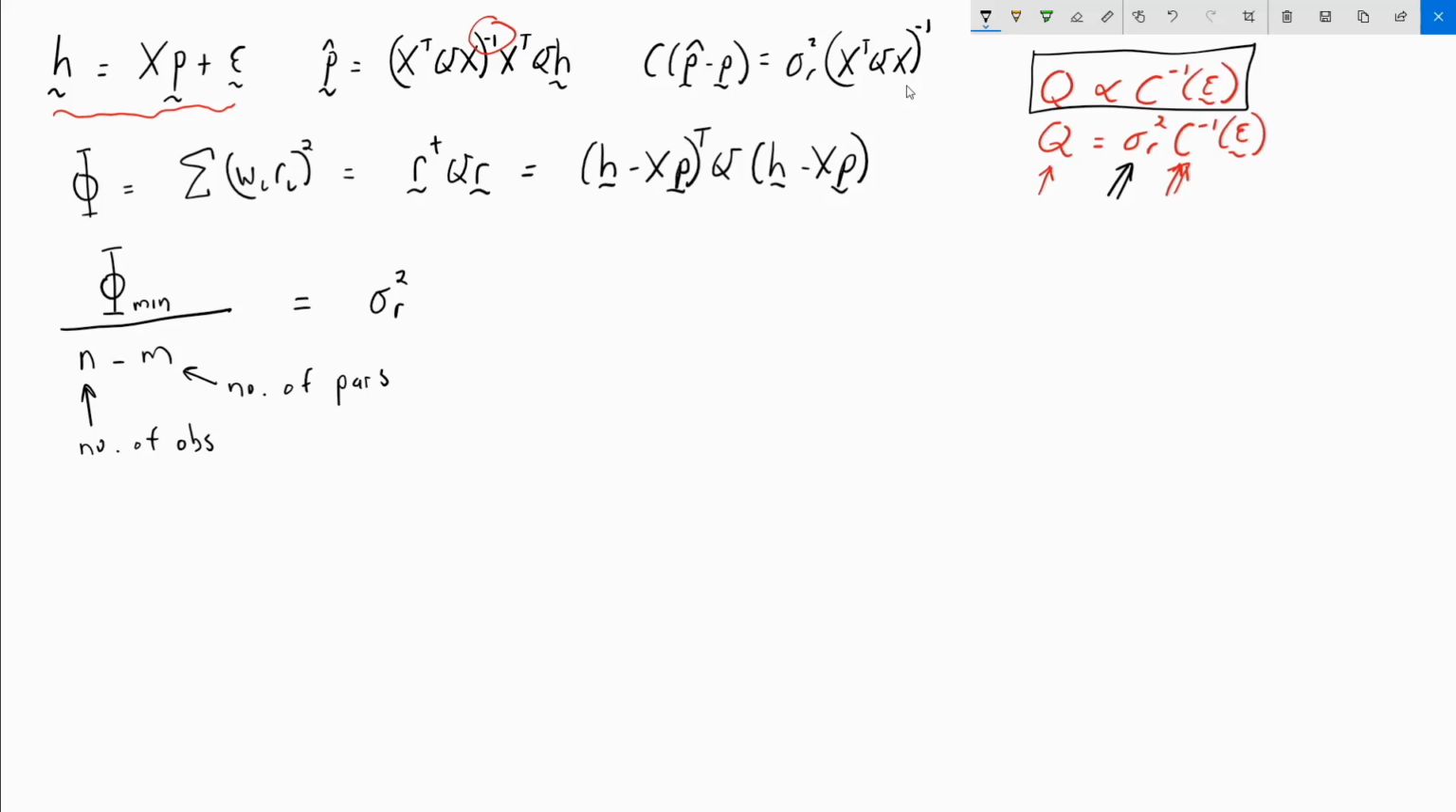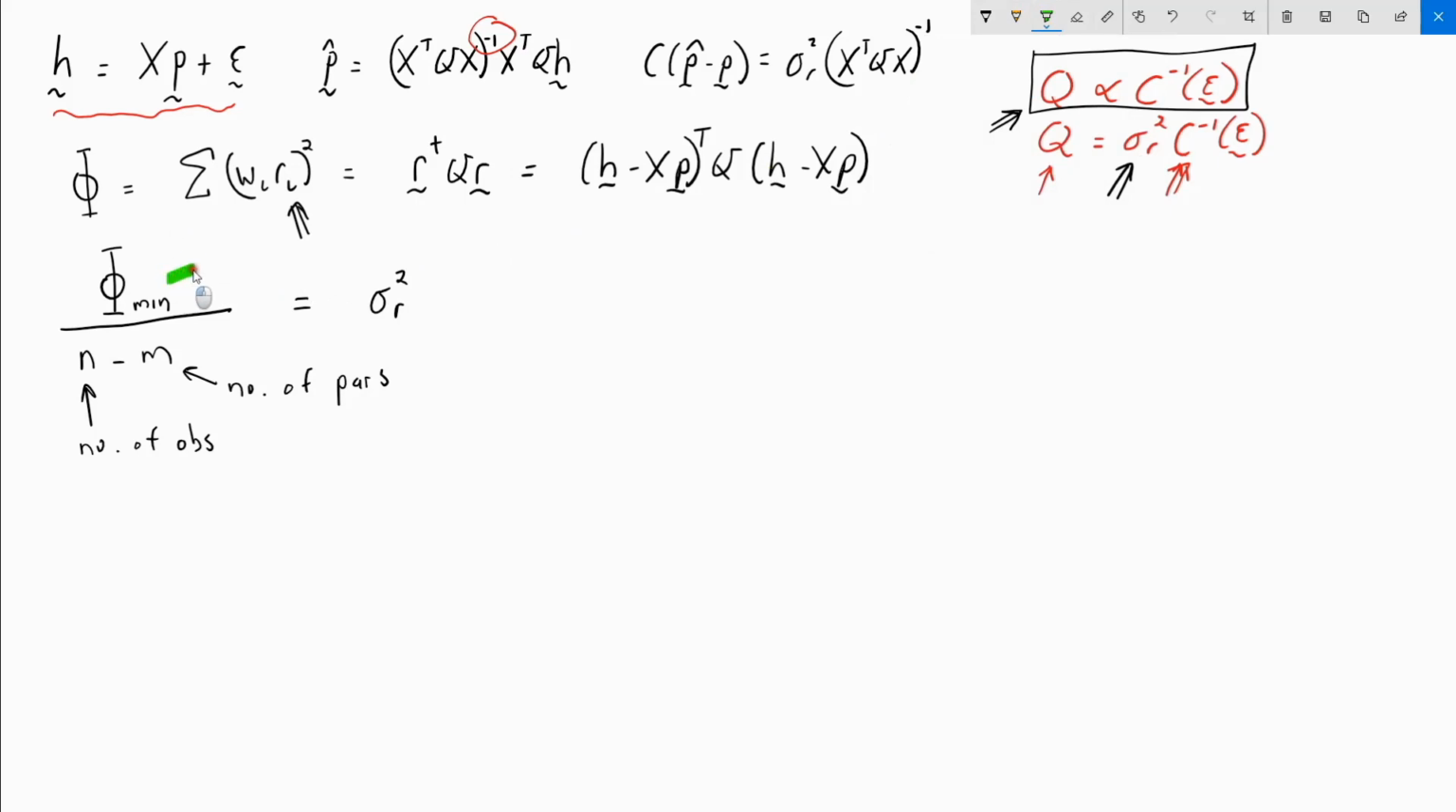So our job then is to choose a Q matrix, that is, choose weights on the assumption that Q is diagonal, that we use in this equation. We then minimize the objective function.